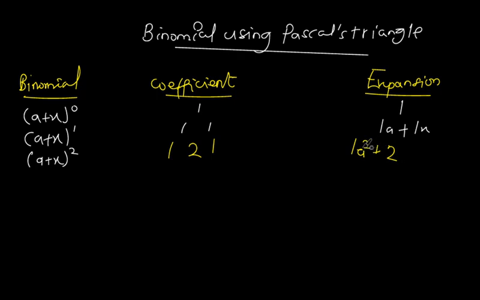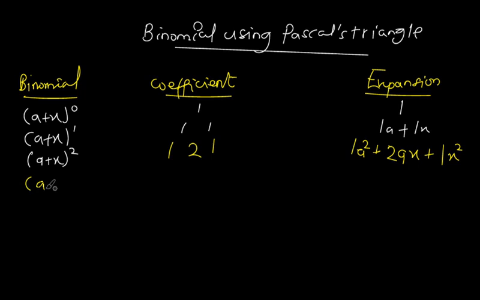Now the power of a will decrease, so we have a, then we introduce the x, then plus 1. Now the a has decreased from 2 to 1, so it will now go to 0, which is still 1, so we ignore that, and then we write the x squared. Now the power of x was 1, so it will increase to 2. Over here we assume the x has the power of 0, so it is 1. So this is the expansion that we will get.